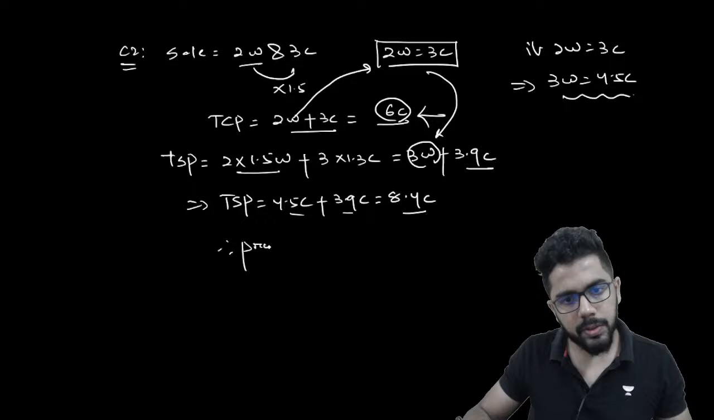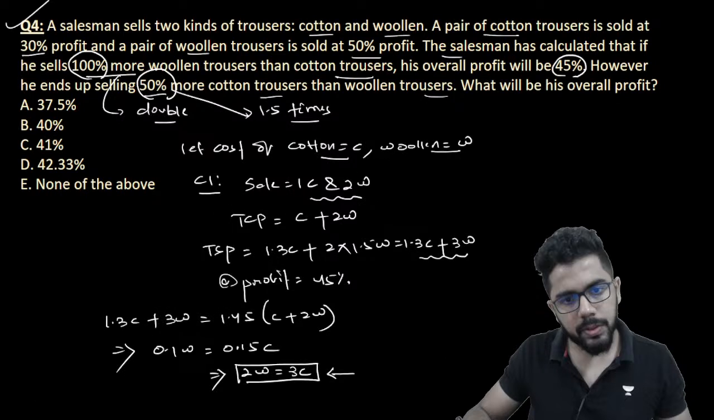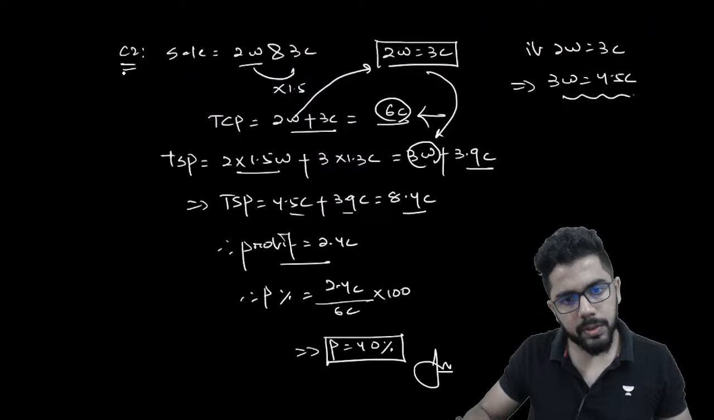Hence profit कितना आता है? 2.4C. And profit percentage 2.4C upon 6C into 100, 40%. Is this making sense? We could have done this using allegation also. Multiple ways to solve questions, whichever way suits you. All right, I hope this makes sense.